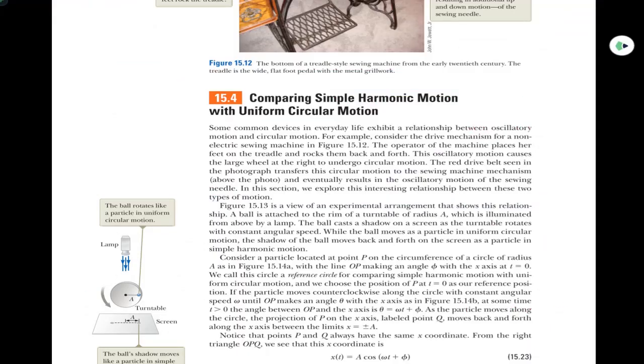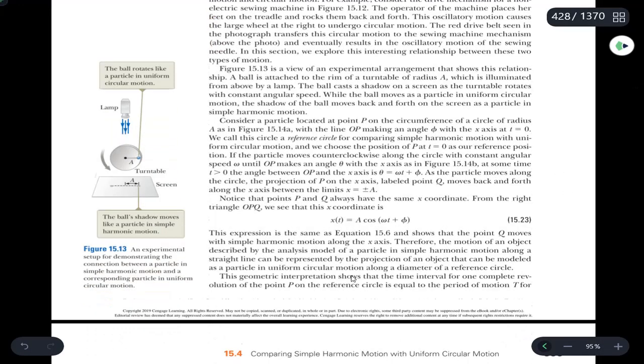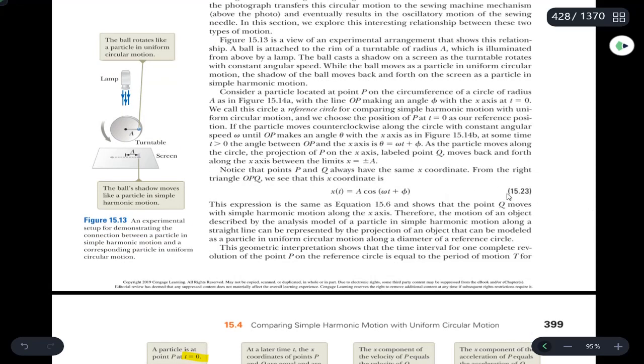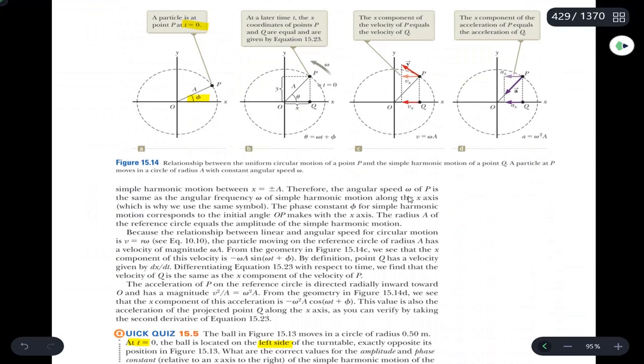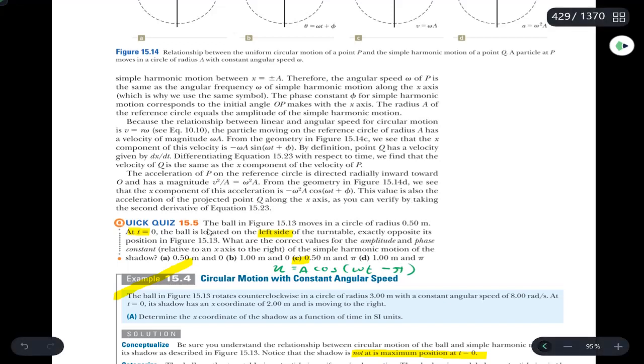Okay, let's move further. So comparing simple harmonic motion with uniform circular motion. In the first video, we have seen this concept. So for this version, we're going deeper and determining what we call the phase constant. So what is phase constant? Earlier you were given a generic expression similar to 15.23, whereby there is this additional expression plus phi, or we call it phase constant. Now we are going to use this quick quiz to explain how we arrive at that conclusion.